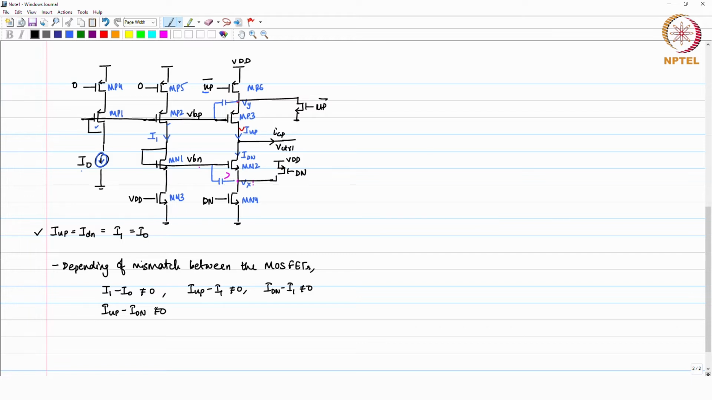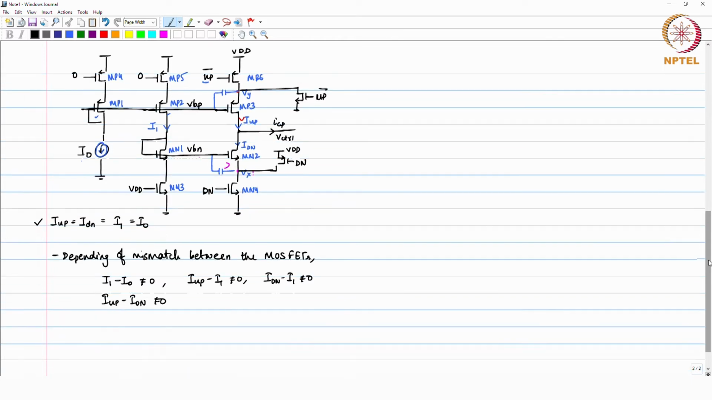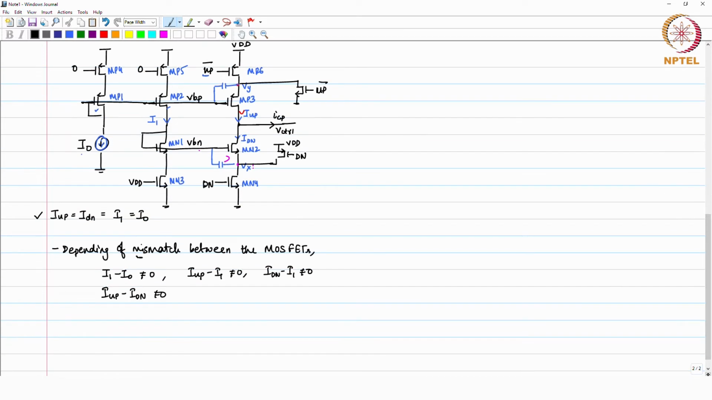The other thing is that this is only depending on the mismatch between the MOSFETs which you will have, and this particular mismatch is called static mismatch. Why is it a static mismatch? Because when you design this circuit, whatever mismatch you have, that mismatch will remain, that mismatch will always be there. It will not change during the operation of the charge pump. So, this is one mismatch which you will see.